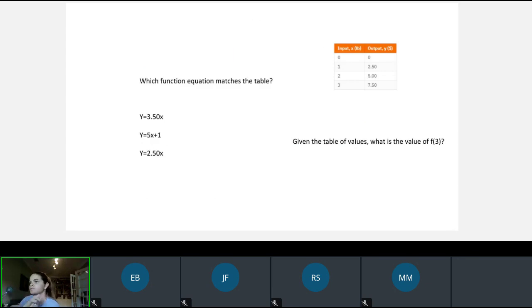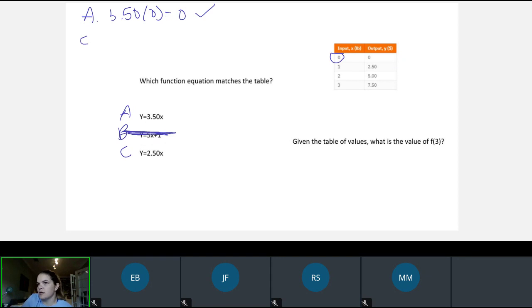Alrighty. So, this says which function equation matches the table. So we have this table. And we want to know when I use this number 0 for x and plug it in over here, when will I get 0 for my y? So let's go ahead and just try them out. So we'll say we have A, B, and C. So for A, I get 3.5 times 0, which is 0. So far A works. For B, I get 5 times 0 plus 1. So that would be 1. So we know that B cannot be it.